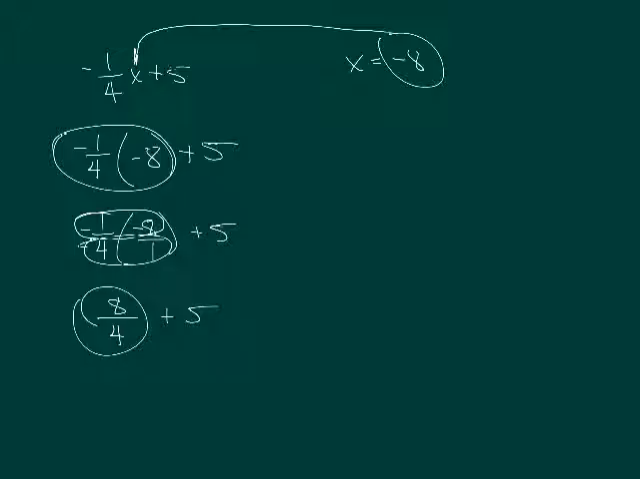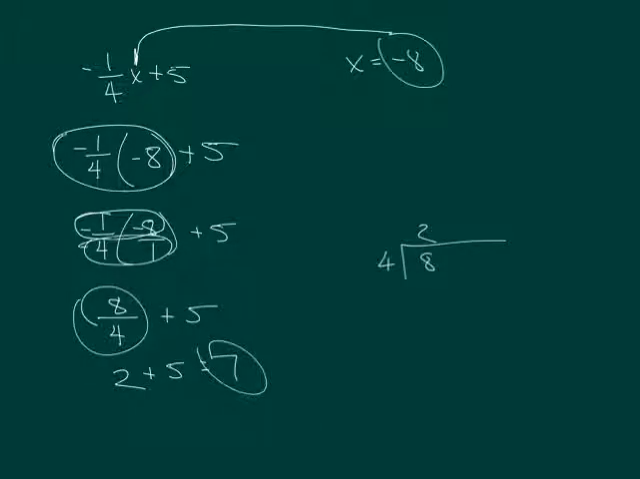8 over 4, it's an improper fraction, and if we were to divide, we get 2 plus 5 equals 7. So when we take this expression and we put a negative 8 in for the x, and we go ahead and multiply and add and all that, our answer is 7 when x is negative 8. So that's what's called the values of algebraic expressions.